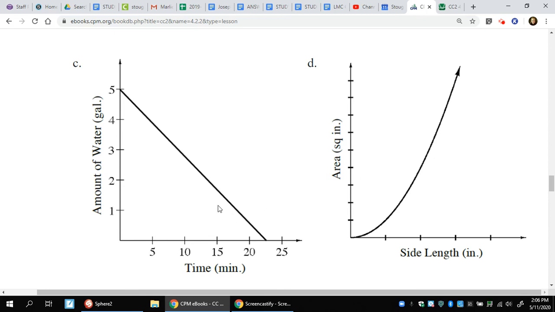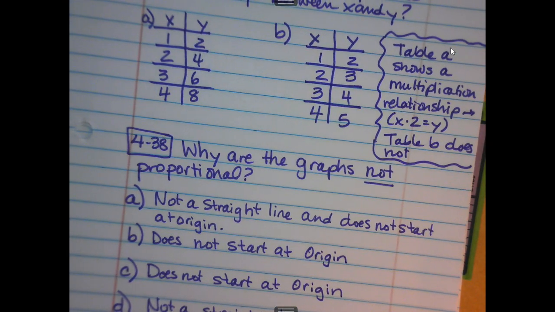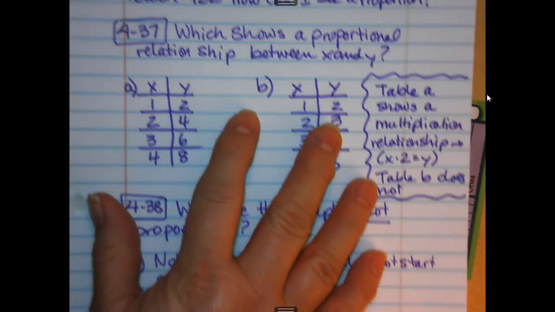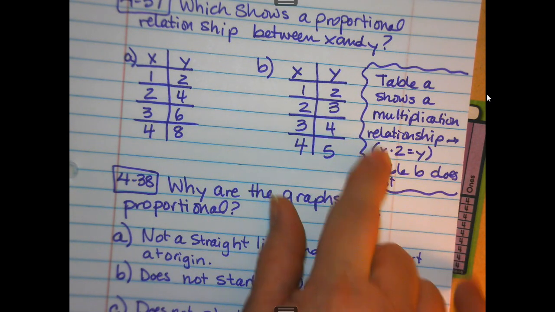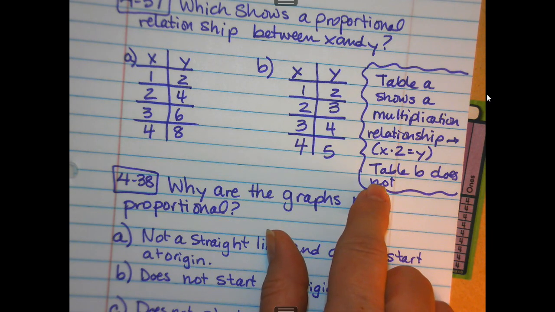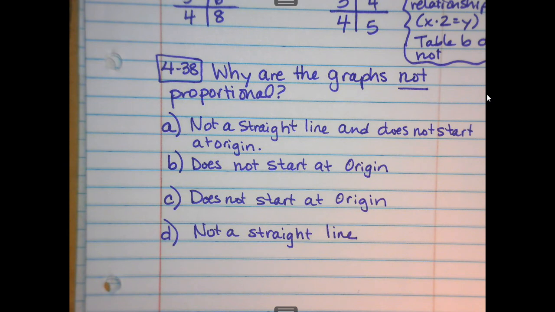And for those of you that would like to see the answers here real quick, how I recorded this down, some of us need to see the math written. Table A shows a multiplication relationship. X times 2 equals Y. Table B does not. And then why are the graphs not proportional?